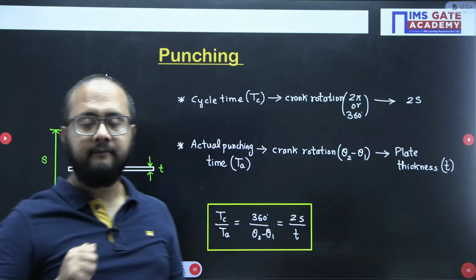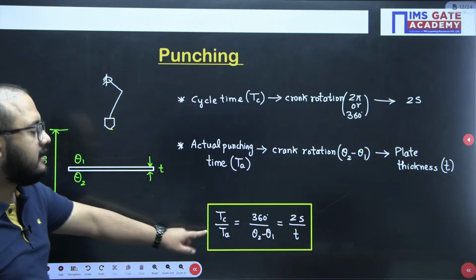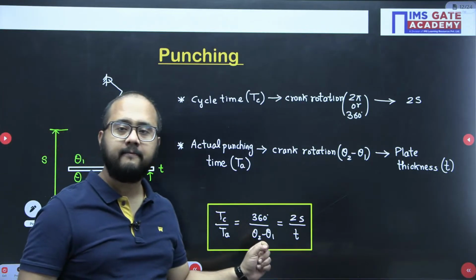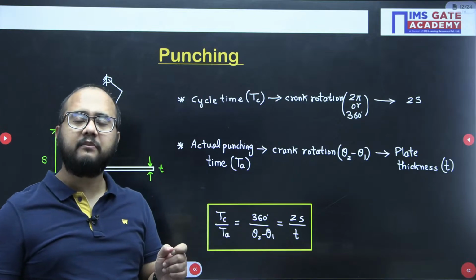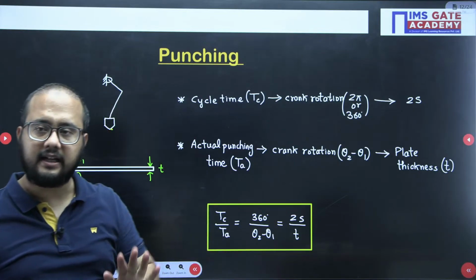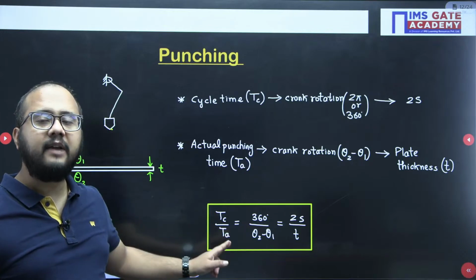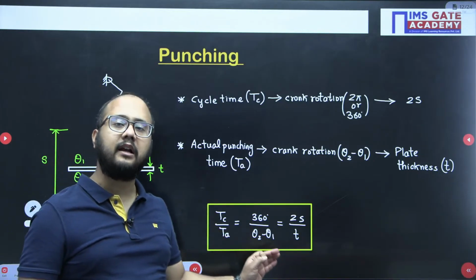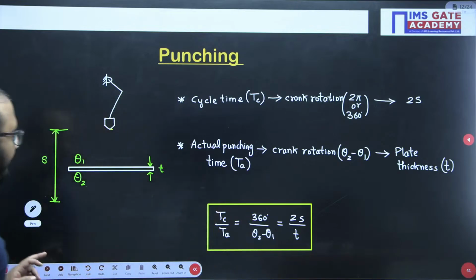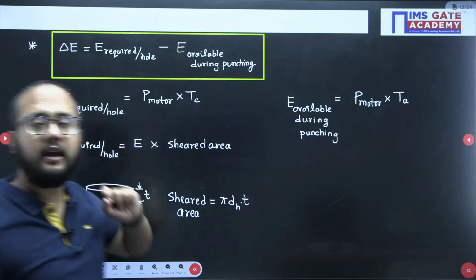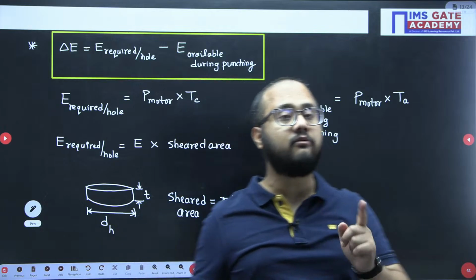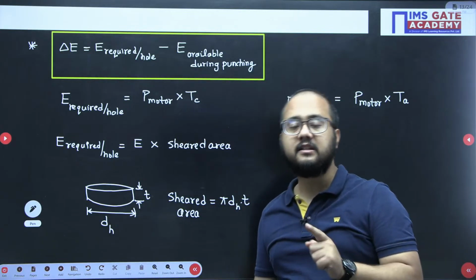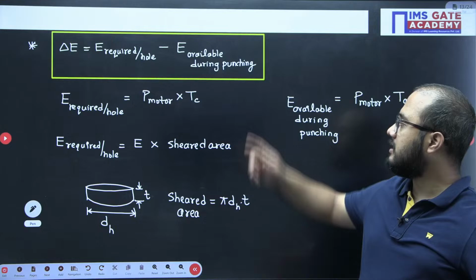So this relation is very, very important, guys, because cycle time they will give you either directly or indirectly. Actual punching time we can calculate using this relation very easily. And after that, this fluctuation of energy, that is delta E, which is energy required per hole minus energy available during punching. This information I can use.